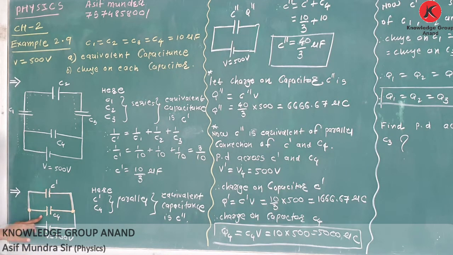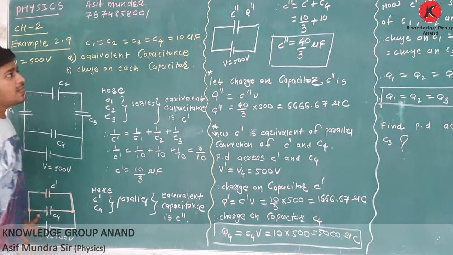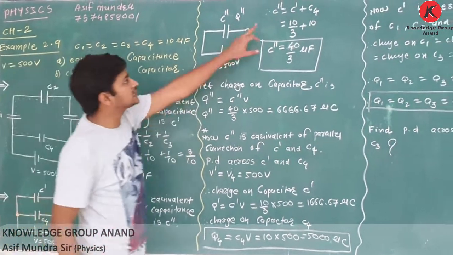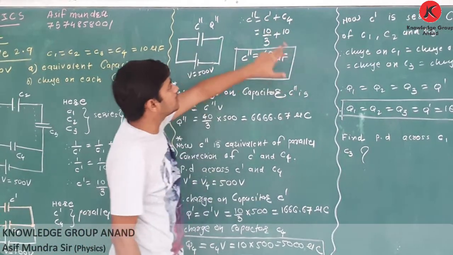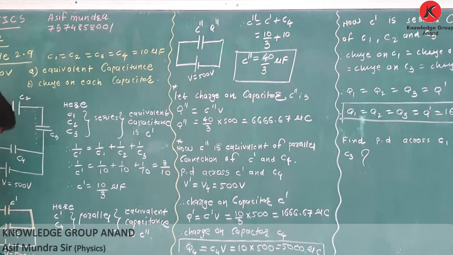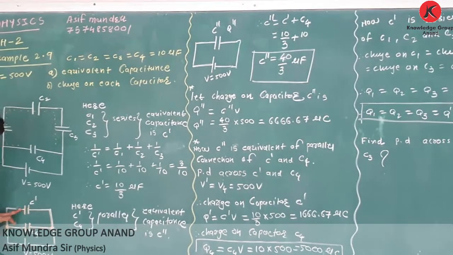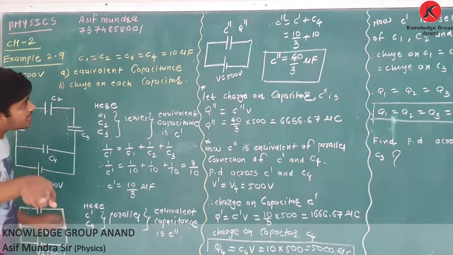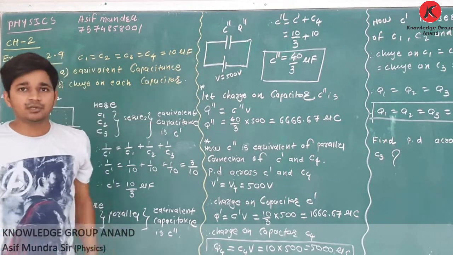These two capacitors are now in parallel connection with the battery. So how to write? C dash and C4 are in parallel connection and their equivalent capacitance is C double dash. What is the equivalent capacitance of these two capacitors? C double dash. Okay, then how to find C double dash? C double dash is equal to C dash plus C4. 10 by 3 plus 10 is equal to 40 by 3 microfarad. Clear? And these two capacitors in parallel connection are replaced by only one capacitor, that is C double dash.